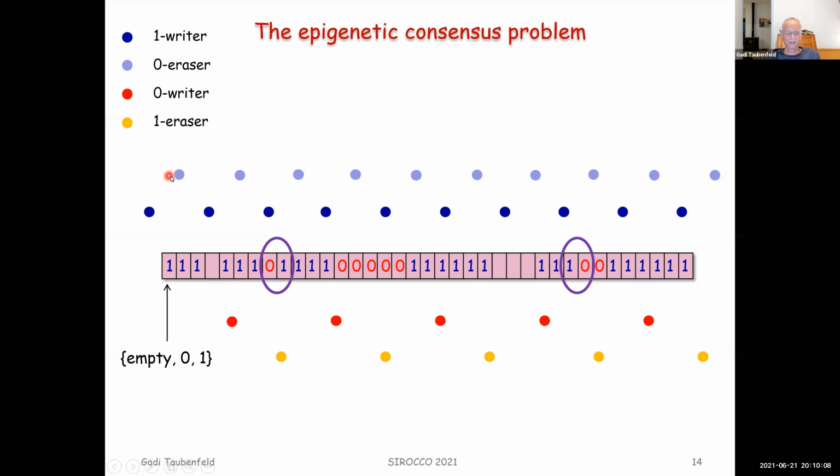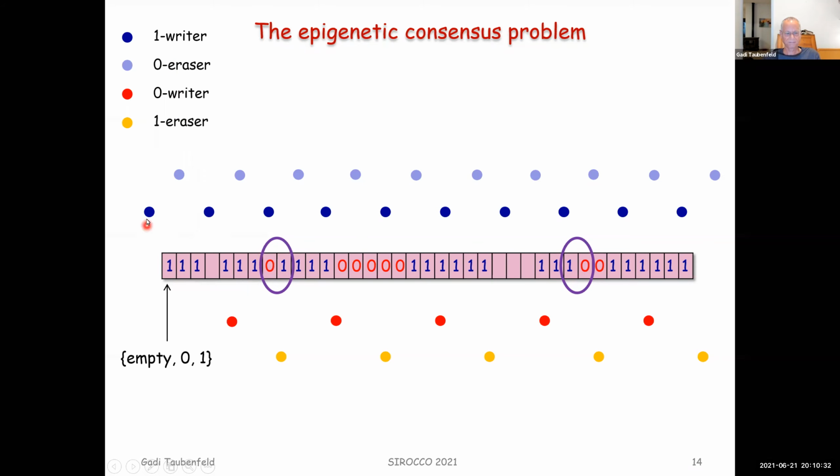The algorithm that the erasers are executing is slightly more complicated. What the erasers, both the zero eraser and the one eraser, are looking for in the array is what we call a collision. This is a collision. A collision is a pattern of 0, 1 or 1, 0: two adjacent locations which have different values.